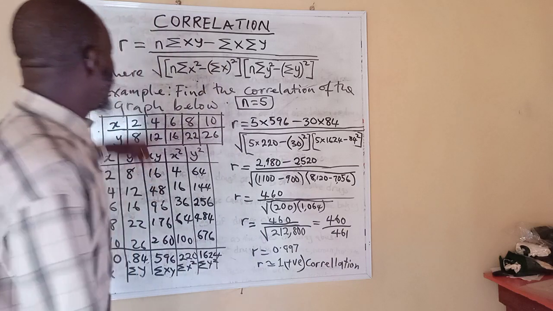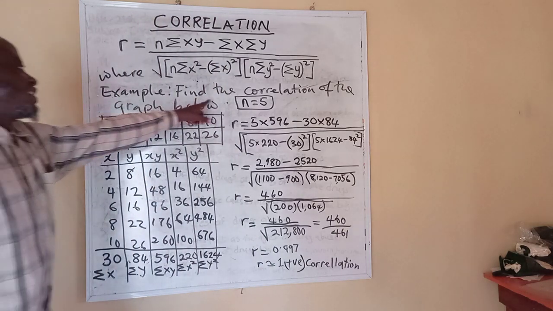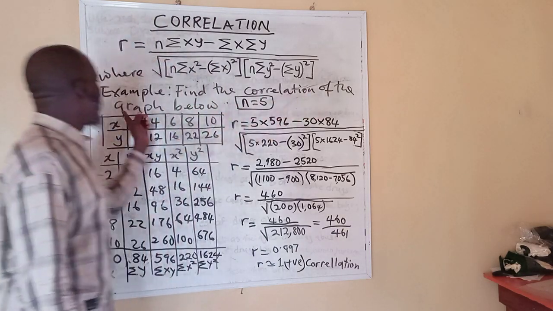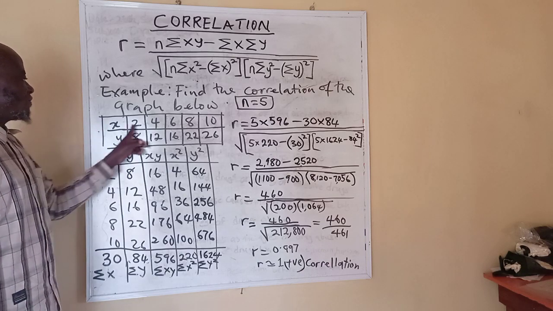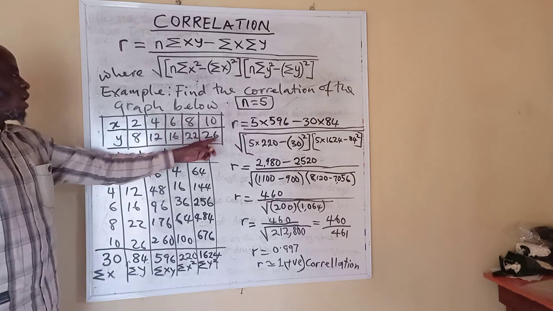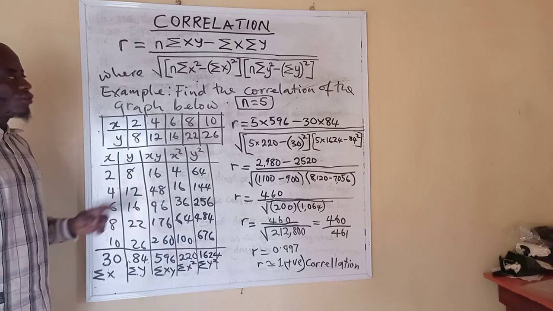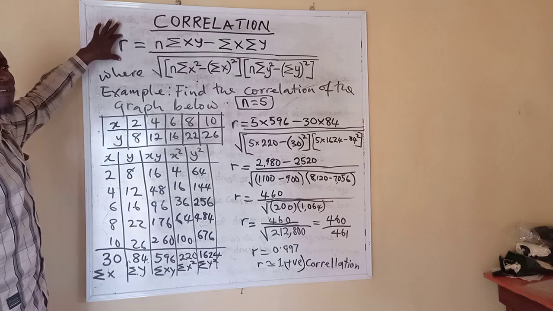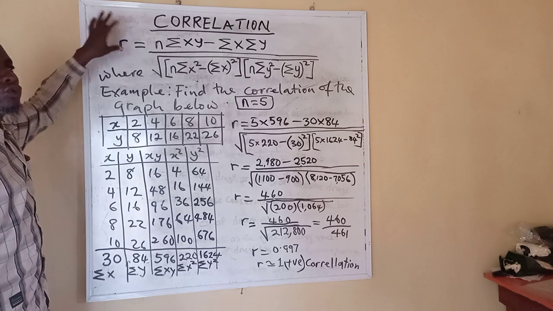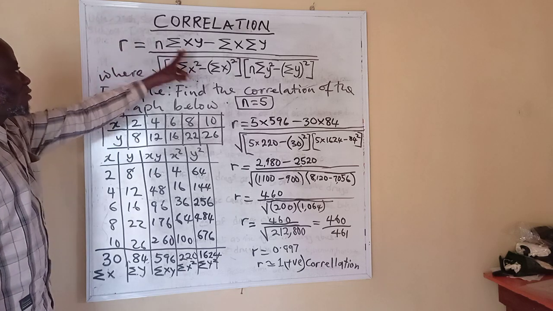I have a question on the board. The question says, find the correlation of the following graph below. This is the graph. We have our x value and our y value. So we want to find the correlation. This formula is the formula for finding the correlation between two variables.